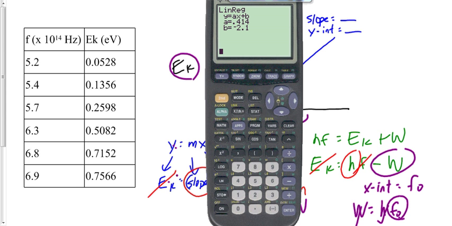I don't even need to see the graph. Okay, I've got my slope and I've got my y-intercept. If you used Google Sheets, it would have given you the same values of the y-intercept and the slope. Does that make sense? Is that easy to do? Or is there a question there?